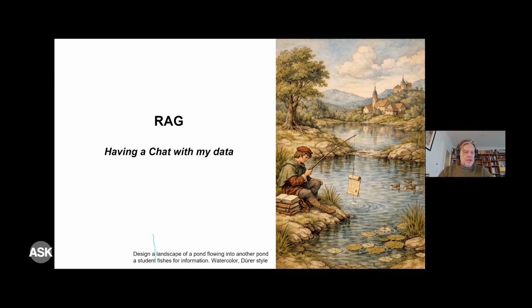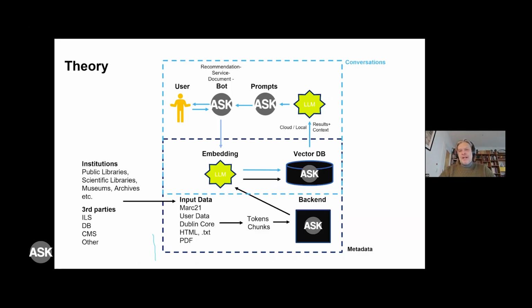There are a lot of ideas, if you listen to things like training a model or doing fine-tuning, but none of that is done by regular fellows from university libraries, public libraries, or archives. What we all do is RAG, which is called Retrieval Augmented Generation, which is providing the data to the bot when you're having a chat. This is the short version. So this is the theory.